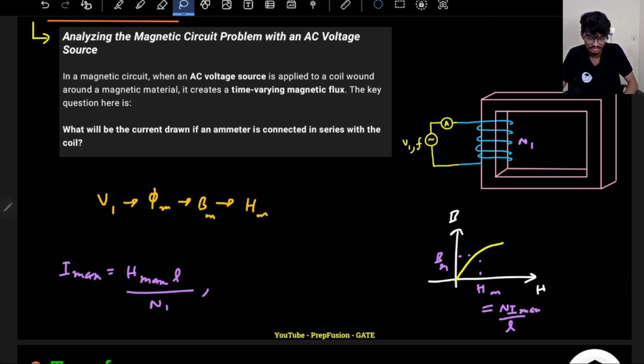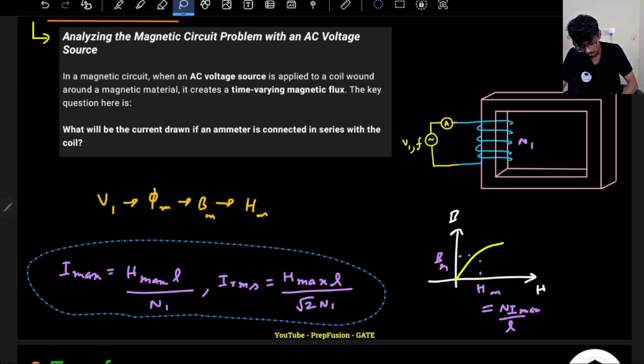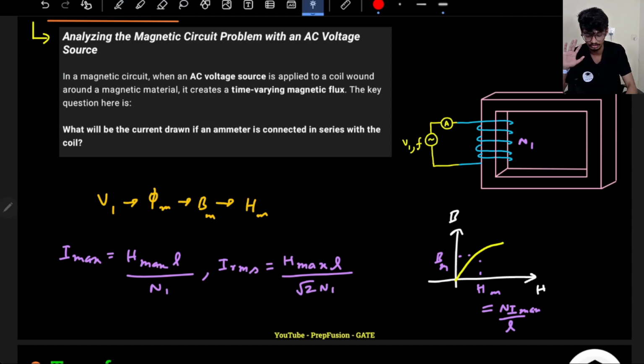Any measuring device in AC always reads the RMS value. So the ammeter will read I RMS, which will be equal to H max into L divided by root 2 into N1. If someone asks how you can find the RMS value of the current, currently I am not discussing the secondary, the coil 2. I'm just discussing a single coil, and how you will find the RMS value of current. All these things you can use.